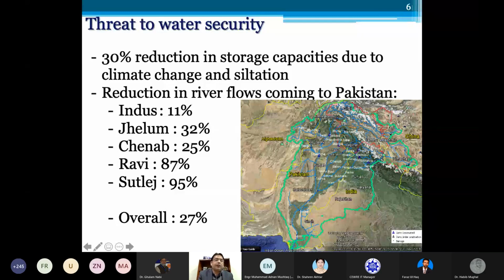Then we have Ravi almost gone, with 87% of flows reduced, as well as Satluj. Only 5% flow is coming during flood season, so almost 95% of river flows have been cut down from Satluj. And if we talk about overall, we have a shortfall of about 27% over the last 20 years, showing this 27% overall reduction in our flows.